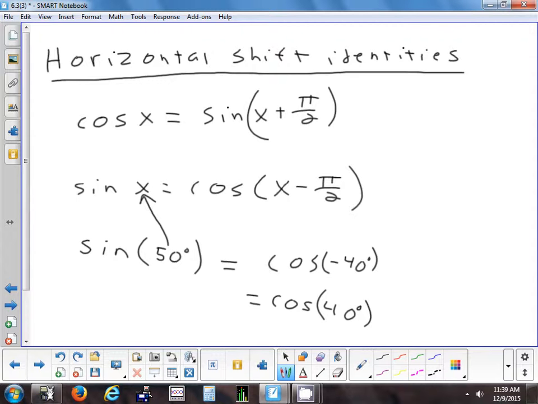Why would we want to change sine to cosine? We might be doing a problem that had other cosines in it, and maybe that would help us to do some combining of like terms or something like that. So you don't just have to use these for graphing reasons. You can use them for basic trig arithmetic stuff too.